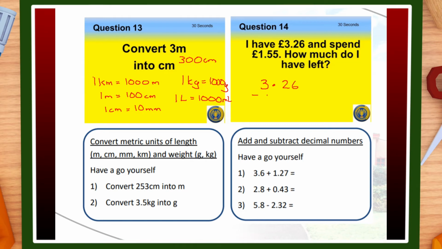£3.26 minus £1.55. See how the decimal points are underneath each other so that they're aligned, and all the numbers then align in columns to help us to do this properly. 6 take away 5 is 1. 2 take away 5, again, we can't do that until we borrow from the next number along, borrow 1 from there, add it on there. 12 take away 5 is 7, and 2 take away 1 is 1. So the answer, £1.71. Again, try the questions underneath.